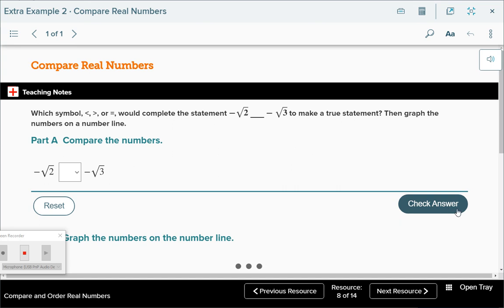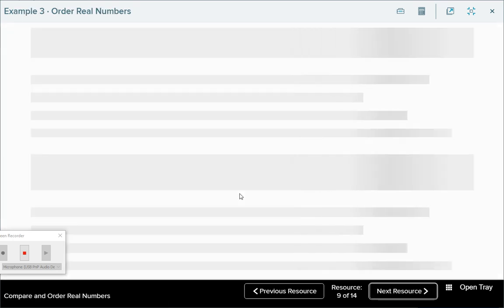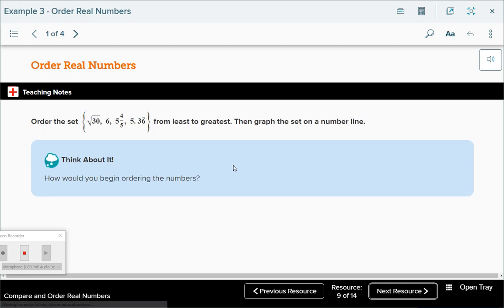If it is clearly greater or smaller, do we have to solve it? If you can tell by looking at it, because they're in the same format, and you can tell that 2 is going to be smaller, I agree with you. Okay. What's different about this one? I have to put them in order.